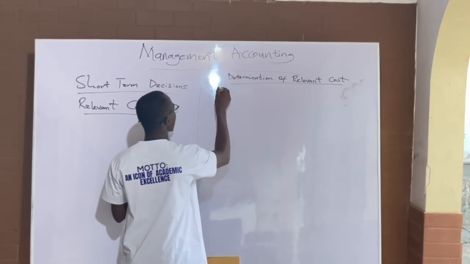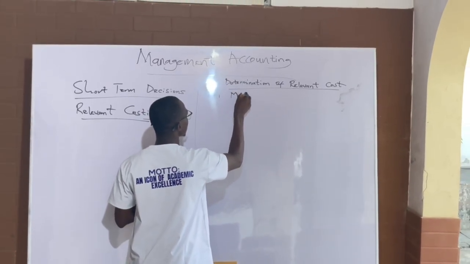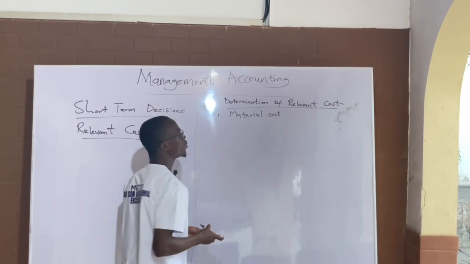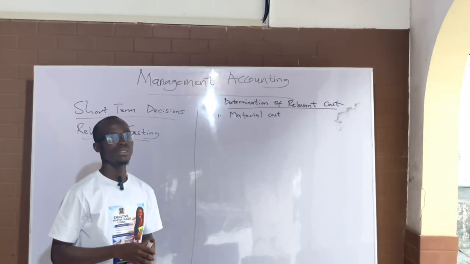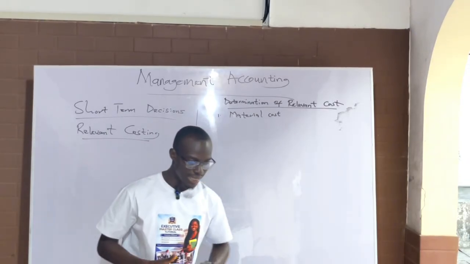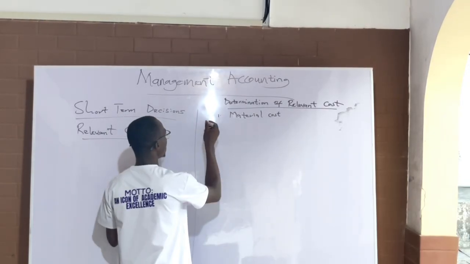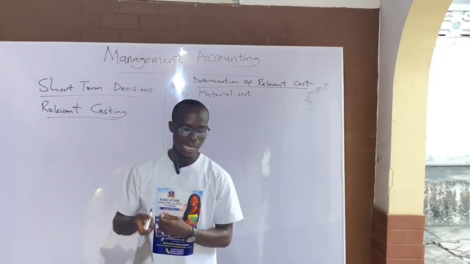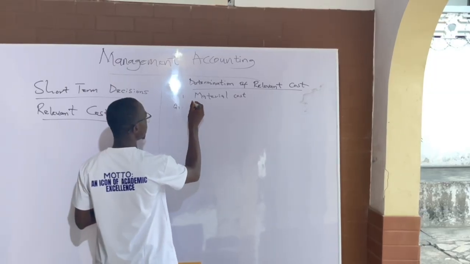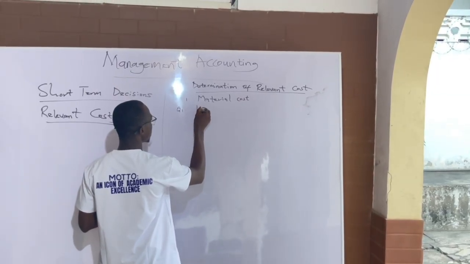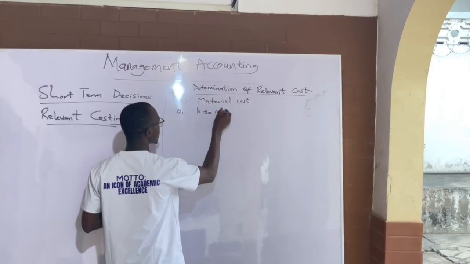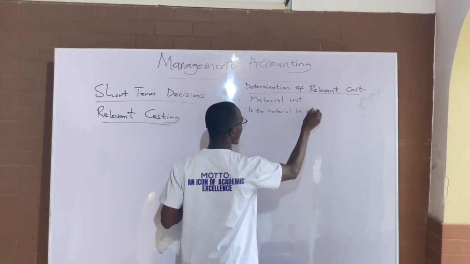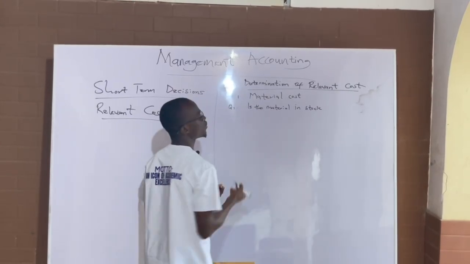We will start with material cost. We want to determine the relevant cost of a material. So the first thing we need to do is ask ourselves the first question. Question one: is the material in stock? That's the first question we need to ask ourselves.